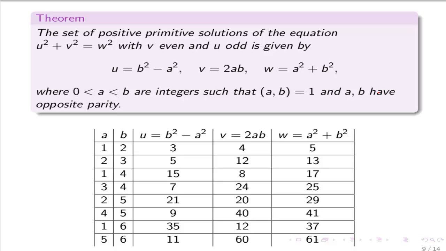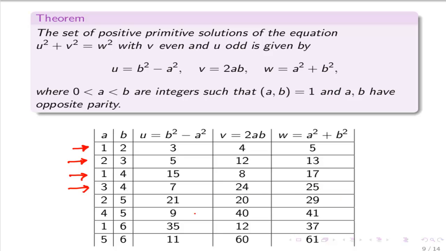So in this table, I'm just writing down all pairs with a and b relatively prime having opposite parity. So 1, 2 will generate the 3, 4, 5. If I plug in 2, 3, I get 5, 12, 13. 1, 4 gives us the 15, 8, 17. So those are the three we started with. And now we'll start getting some new triples. When a is 3 and b is 4, I get 7, 24, 25, and so on.